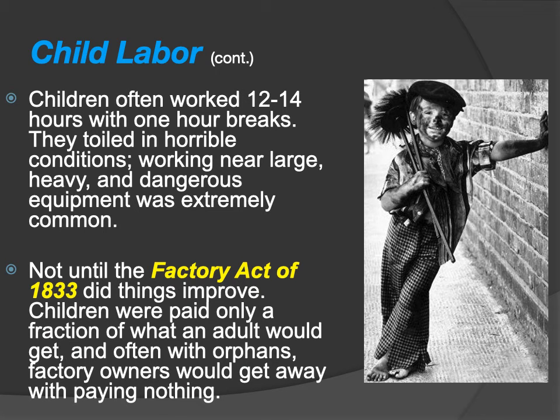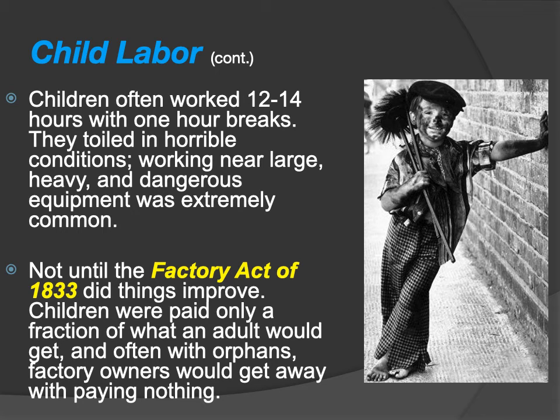So children often worked 12, 14-hour days. They toiled in horrible conditions. Working near large and heavy and dangerous equipment was extremely common. It was not until the Factory Act of 1833 that things slightly improved. There was still child labor, but children were paid only a fraction of what adults were.